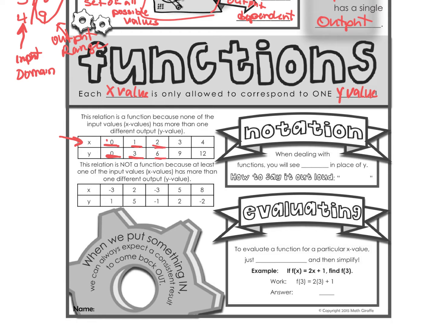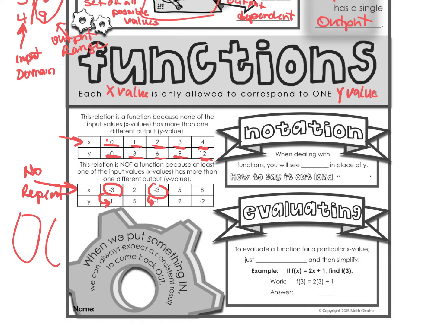Okay? You put in 3, you get 9, you put in 4, you get 12. Okay, this relation here is not a function because -3 into the function machine gives out a +1. -3 into the function machine also gives out a -1. So if there is a repeat in the x column, then it is not a function. And it's just that simple. If there's a repeat in the x column, then there's not a function.